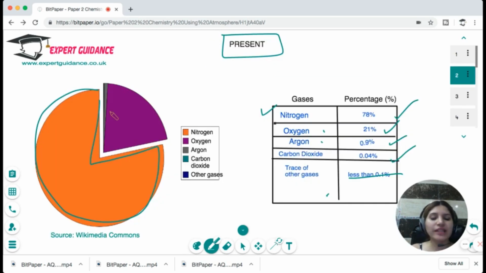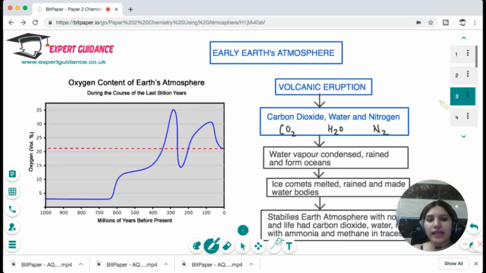But this was not the scenario in the Earth's early atmosphere. In the Earth's early atmosphere, carbon dioxide, water, and nitrogen dominated. If you see this graph here, you can see that millions of years before present, the oxygen concentration was too low, and it started to increase gradually. Around 400 million years ago, there was a sudden increase in the concentration, and now it has stabilized at 21%.